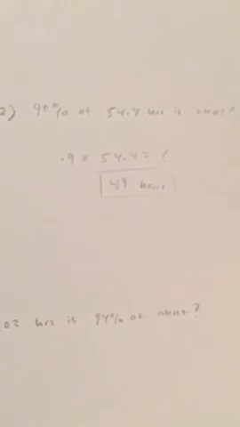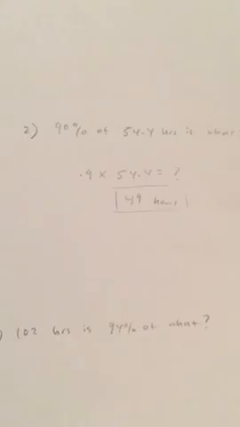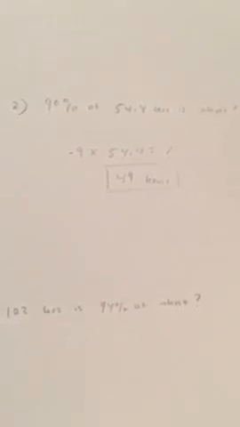Alright, next one. 90% of 54.4 hours is what? So you're solving for hours. So you go to 0.9, which is 90%, of, which is multiplication, times 54.4 equals what? 49 hours. Alright, these are two examples of slightly differently worded percent problems where you're solving for different things. In this case, a percentage, in this case, an hour, but they both relate to percentage.